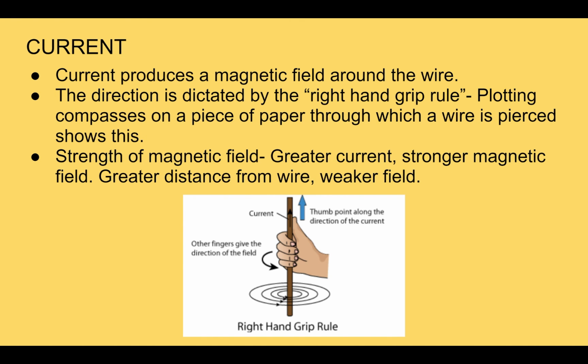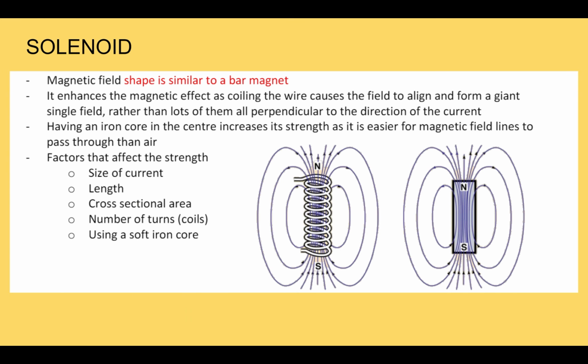Current. Current produces a magnetic field around the wire. The direction is dictated by the right-hand grip rule. Plotting compasses on a piece of paper through which a wire is pierced shows this. The strength of the magnetic field: greater current means stronger magnetic field, and greater distance from wire means a weaker field. So magnetic field shape is similar to a bar magnet. It enhances the magnetic effect as coiling the wire causes the field to align and form a giant single field, rather than lots of them all perpendicular to the direction of the current.